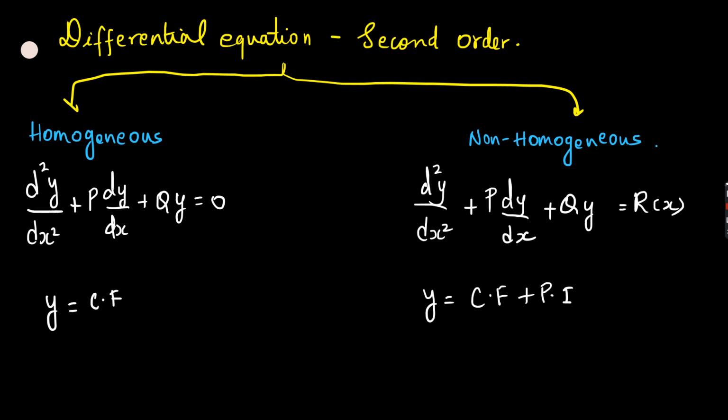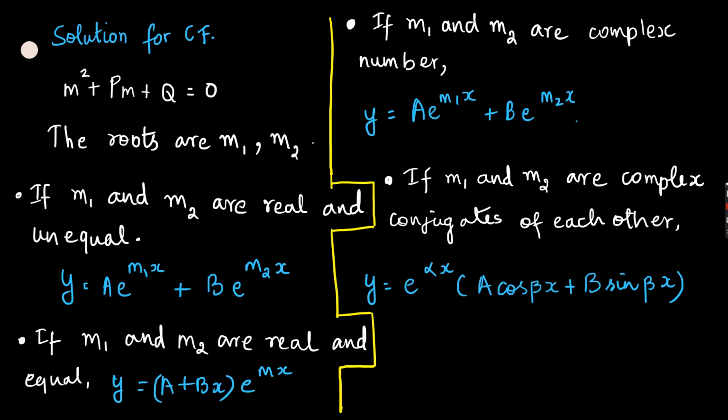Next is the differential equation of second order. There are two types: homogeneous and non-homogeneous. For homogeneous, the RHS will be equal to 0. For non-homogeneous, the RHS will be some function of x. For the homogeneous equation, the solution will be y is equal to CF, where CF is the complementary function. And for non-homogeneous, the solution will be CF plus PI, that is complementary function plus particular integral.